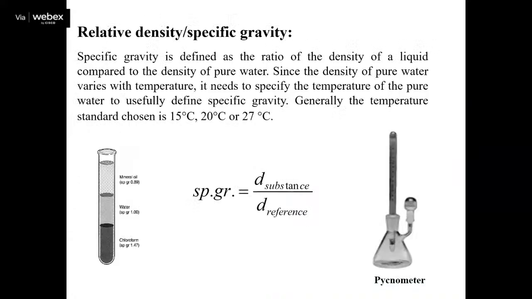Now coming one by one: what is relative density or specific gravity? Specific gravity is defined as the ratio of the density of a liquid compared to the density of pure water. Since the density of pure water varies with temperature, it is necessary to specify the temperature. Generally the standard temperature chosen is 15, 20 or 27 degrees centigrade. In the case of sandalwood oil, it is 27 degrees centigrade; we measure the specific gravity at 27 degrees centigrade. This is a pycnometer, by which we can measure the specific gravity. Now a digital specific gravity meter is also coming, which is a very simple process and gives the result. So specific gravity is the density of the substance relative to the density of the reference, here water.